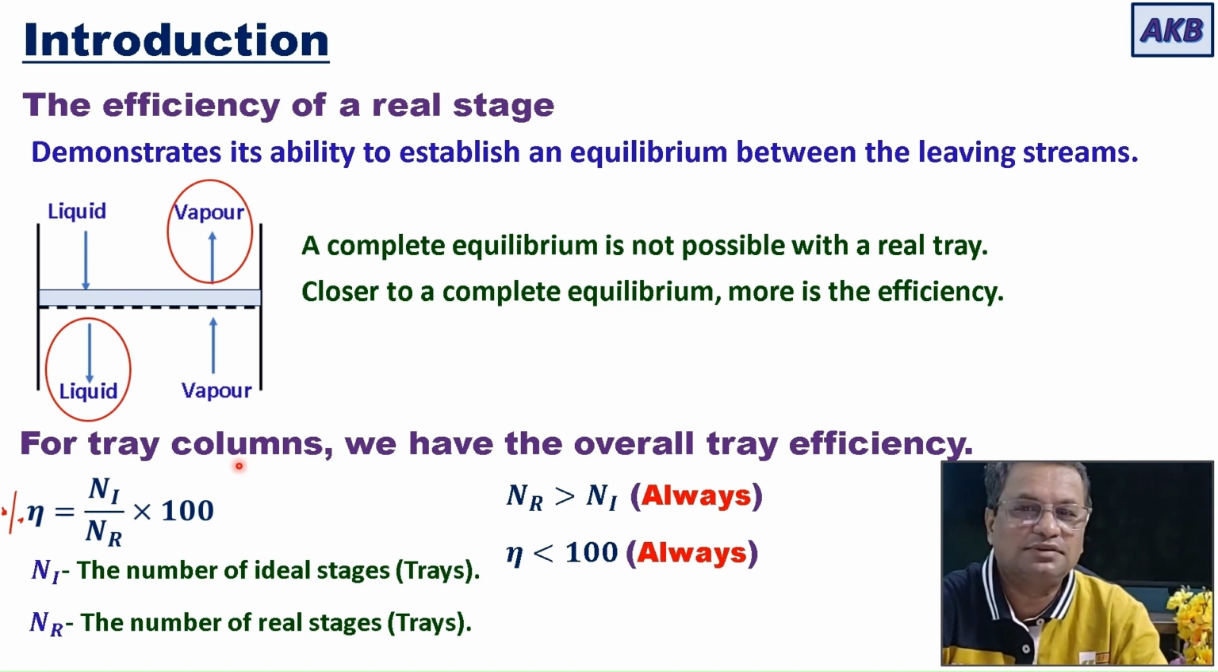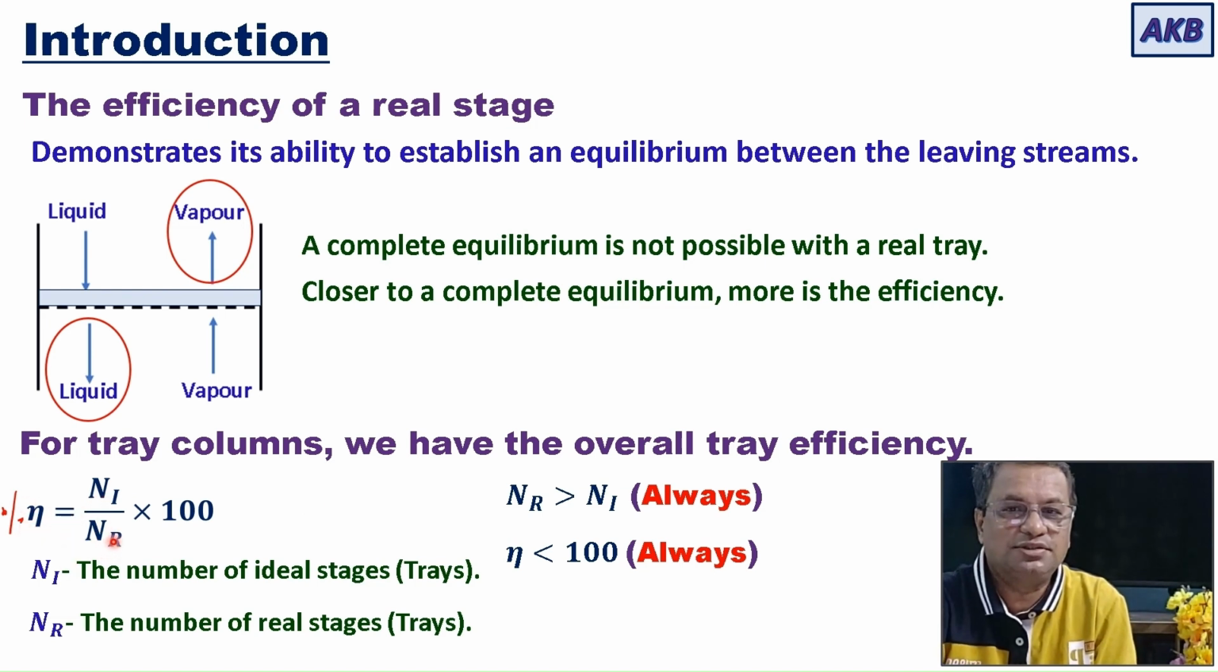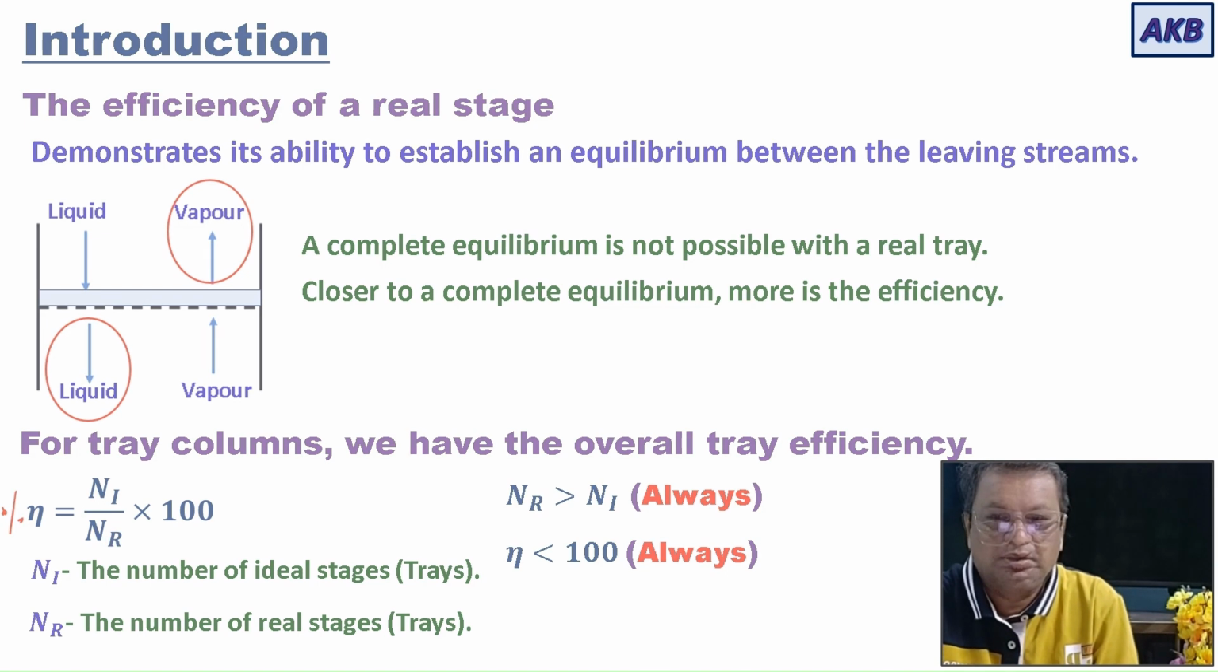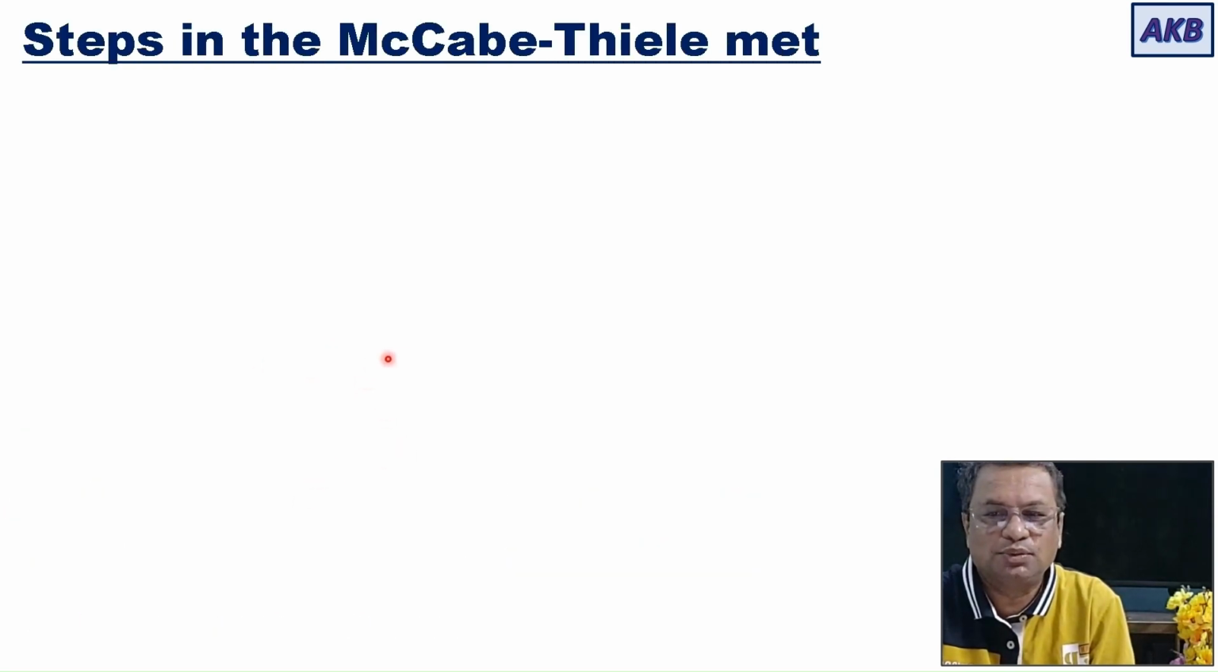Okay, so here we have understood what we mean by the efficiency of a stage, and then in the case of tray columns, how to describe its overall tray efficiency. Okay, so once you know the number of ideal stages and the efficiency, you can find the number of real stages in a typical tray column. Okay, so having understood the basic concept, let us now go to the steps in the McCabe Thiele method.